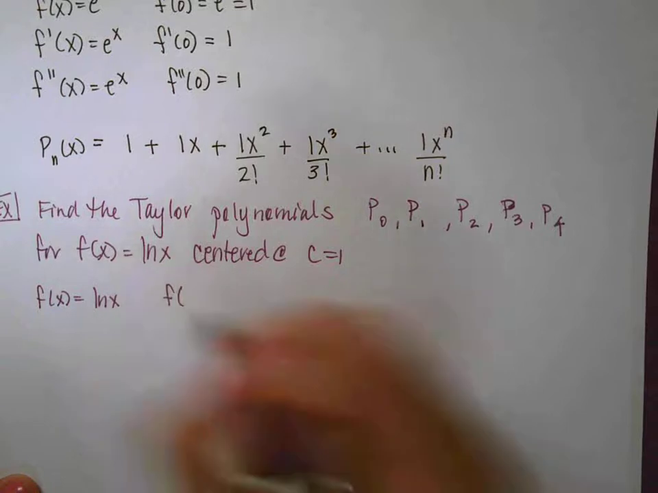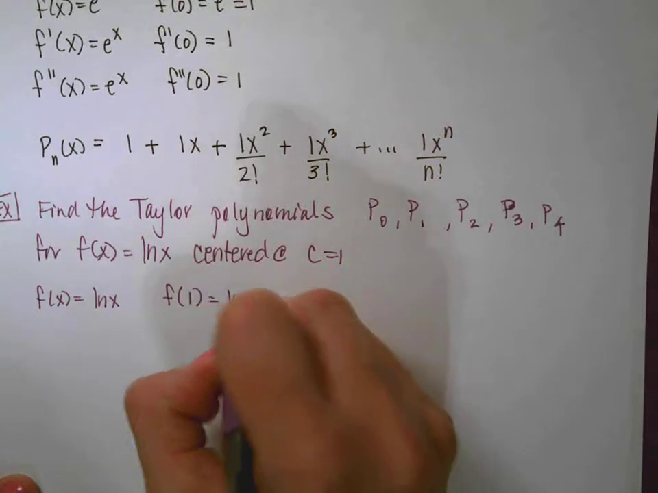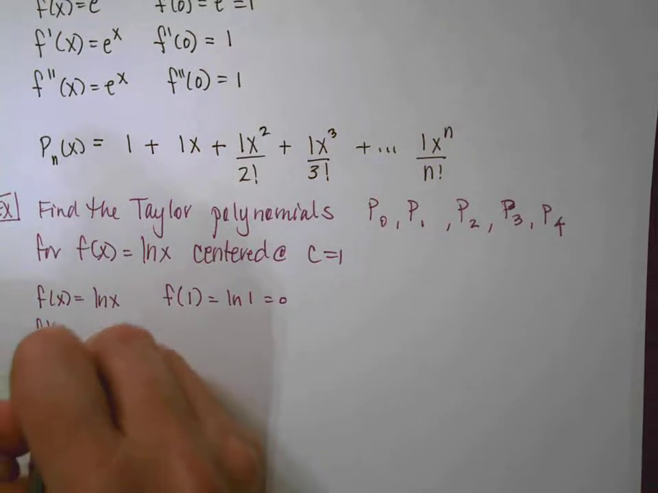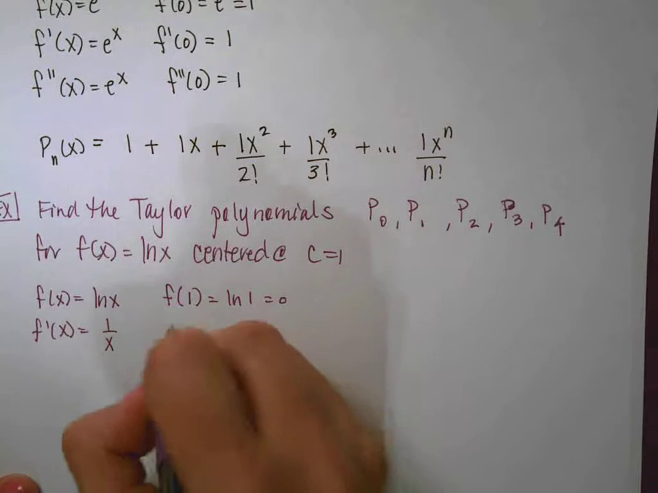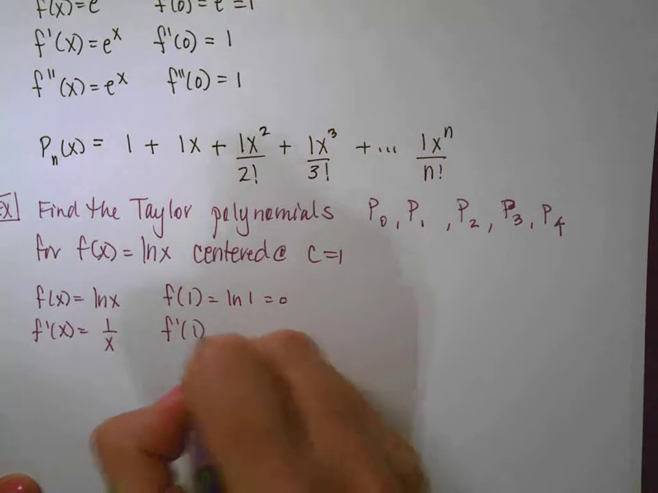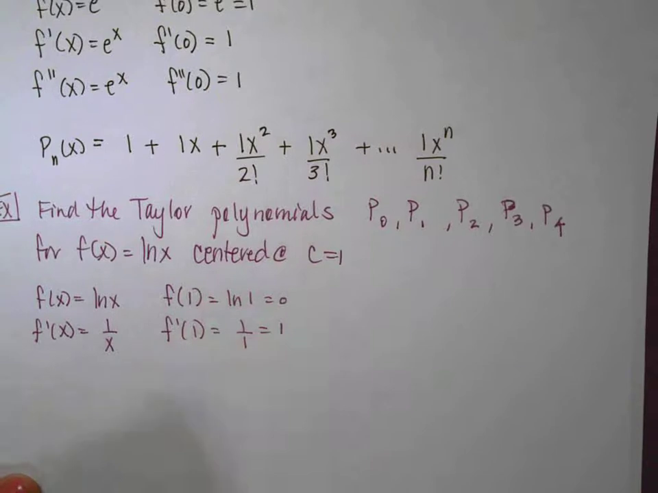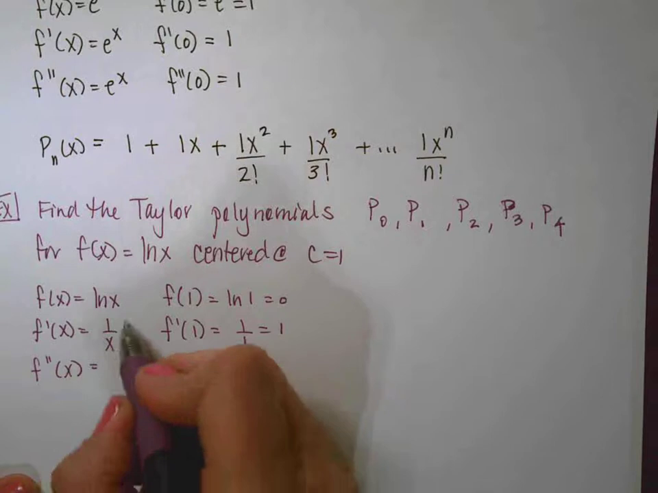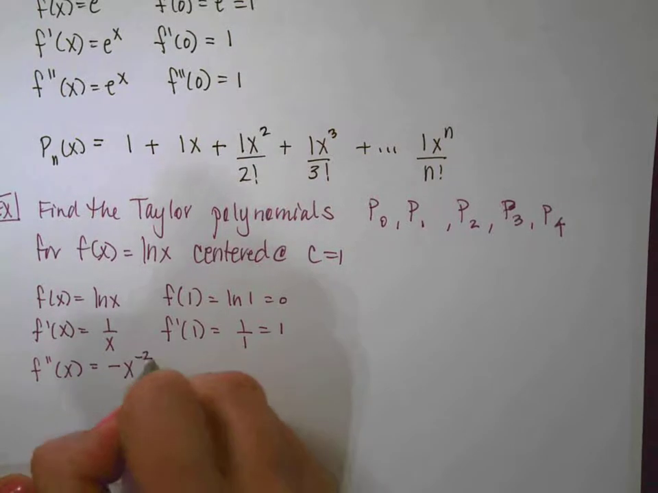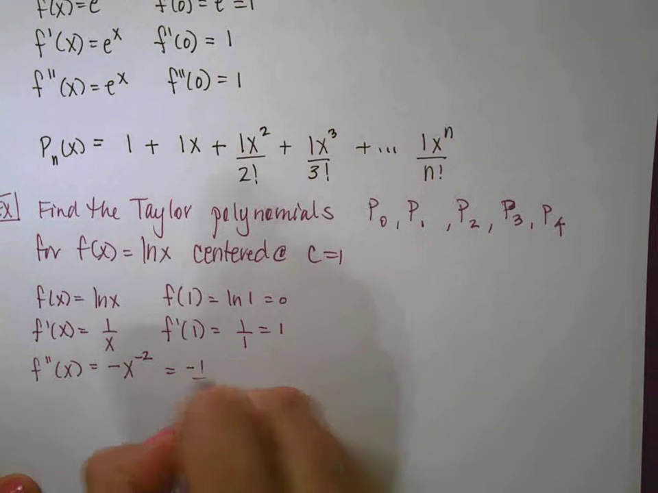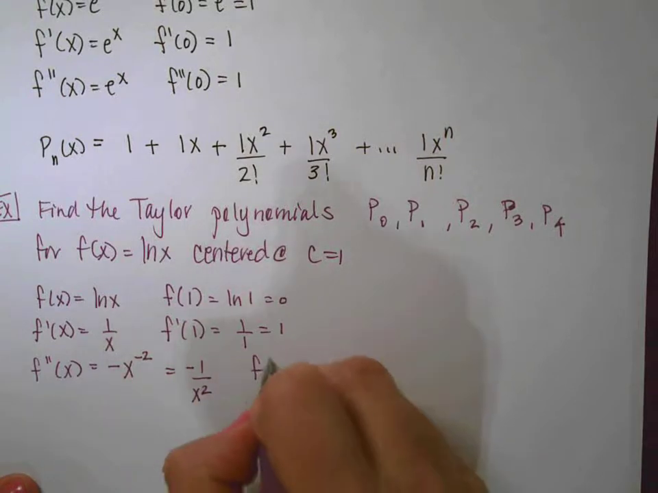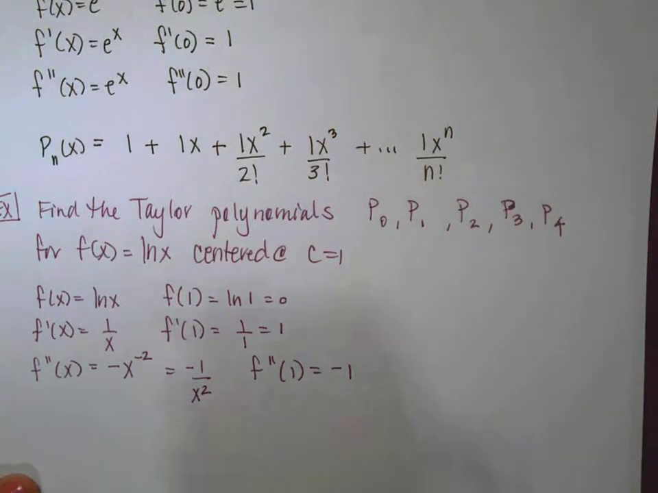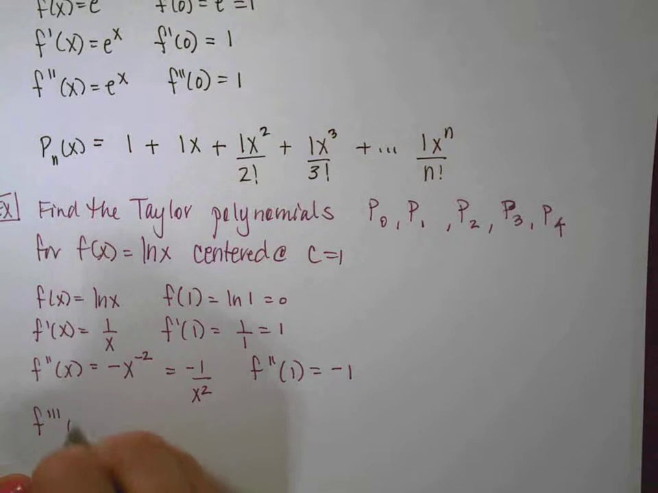So my function f of x is the natural log of x, and the natural log of x evaluated at 1, natural log of 1 is 0. Okay? And then I have the first derivative is going to be 1 over x, and then the derivative evaluated at 1 is 1 over 1, which is 1. Okay? My second derivative, this is x to the negative 1, is going to be a negative x to the negative 2, which is a negative 1 over x squared. Then the second derivative evaluated at 1 is a negative 1.